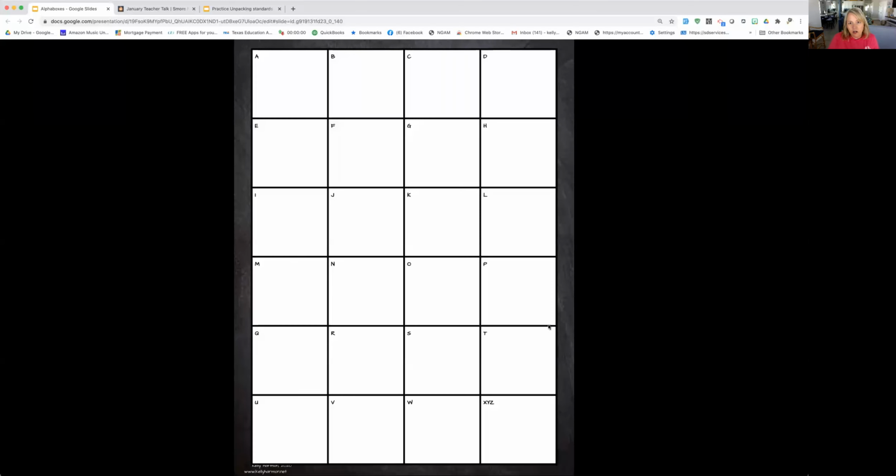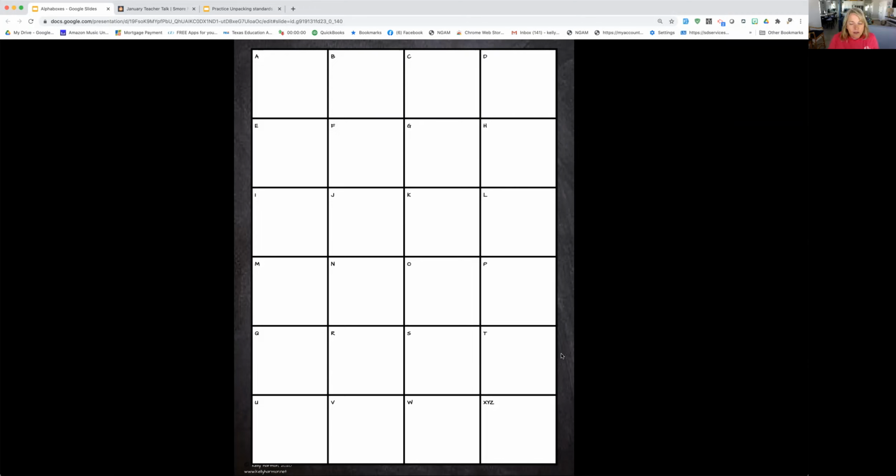So the way the strategy goes, let me share it with you. It's simple enough in that you start with just a chart. It can be a one-page A to Z chart or a two-page A to Z chart. I've got both of those linked for you in the newsletter this month. And you start by just asking the students to brainstorm what they know about a topic.